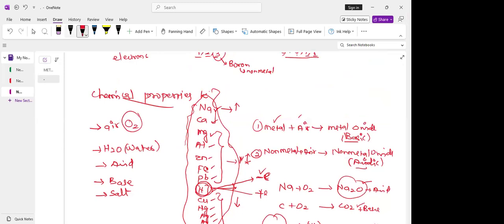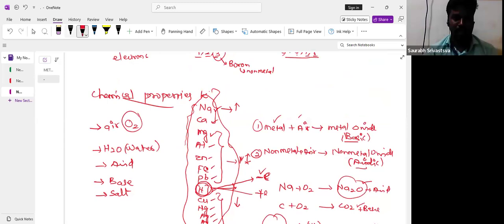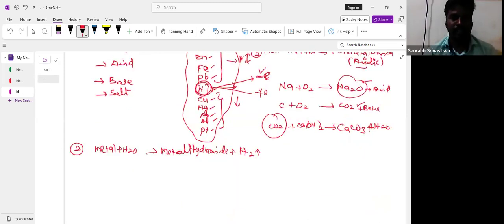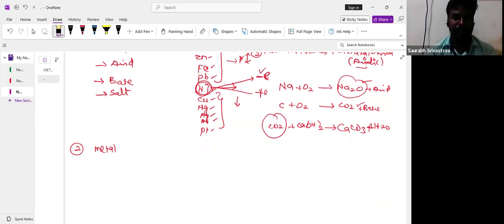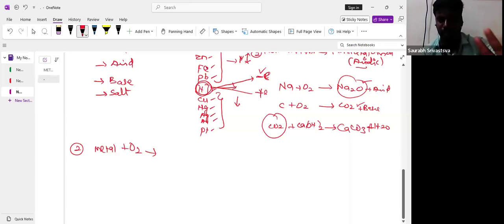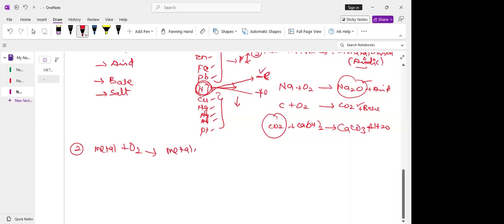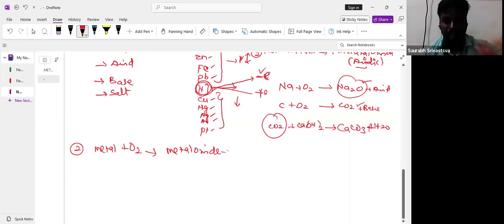Actually, just you have to remember only one concept, sir. Which concept? The first I said, no. First, what is it? Metal reaction with oxygen. Suppose you are burning the metal. Metal plus oxygen. You have to remember only one word. Remaining things, if you don't remember, it's okay. Metal plus oxygen, metal oxide. The metal oxides are basic in nature. Okay.